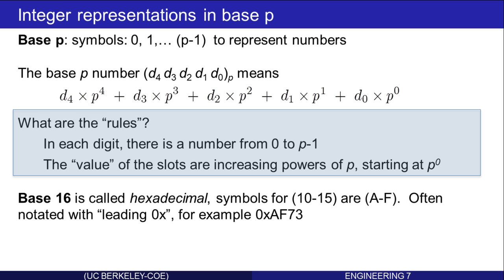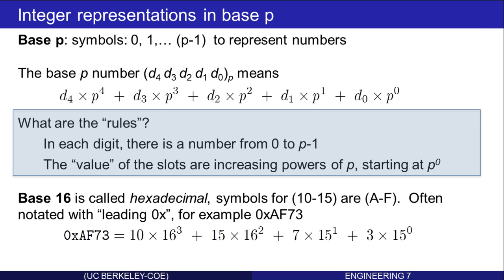Base 16 is called hexadecimal, and the symbols beyond 9 for 10 through 15 are A through F. It's often notated with the leading 0x, for example 0x AF73. The 0x just indicates hexadecimal. So what would AF73 be in base 10?